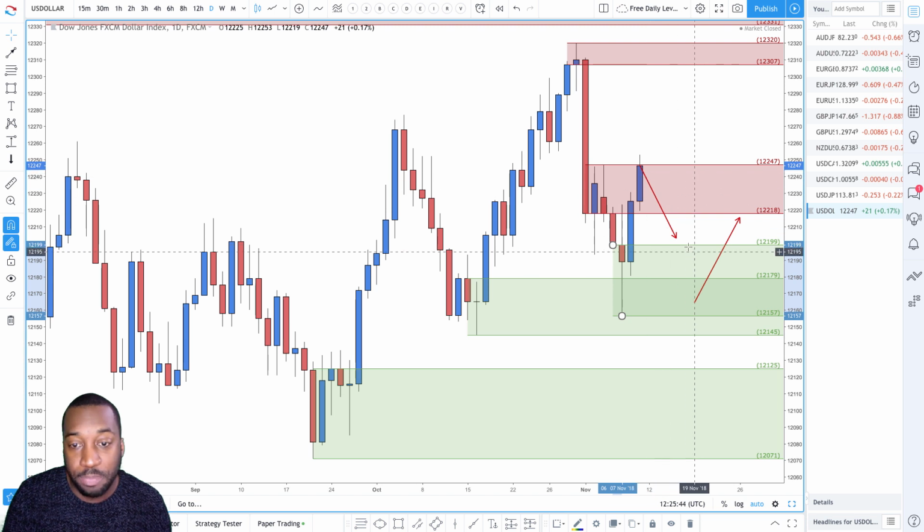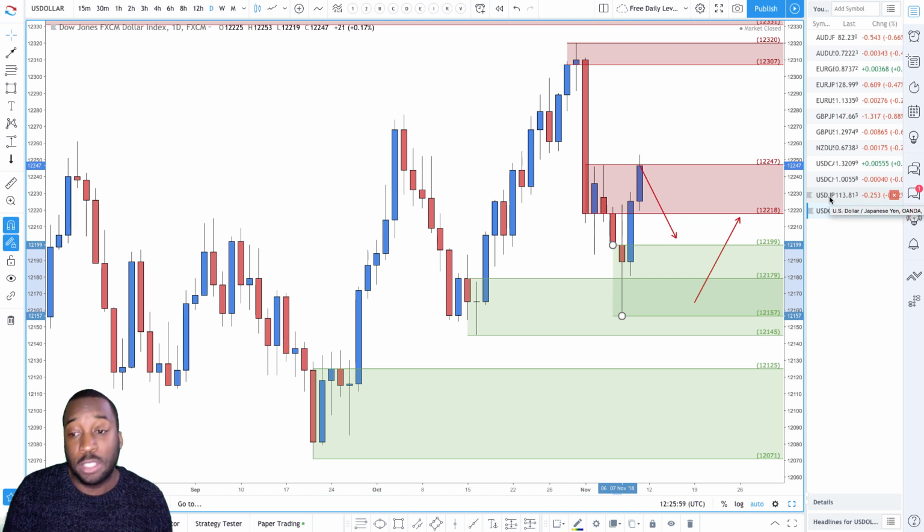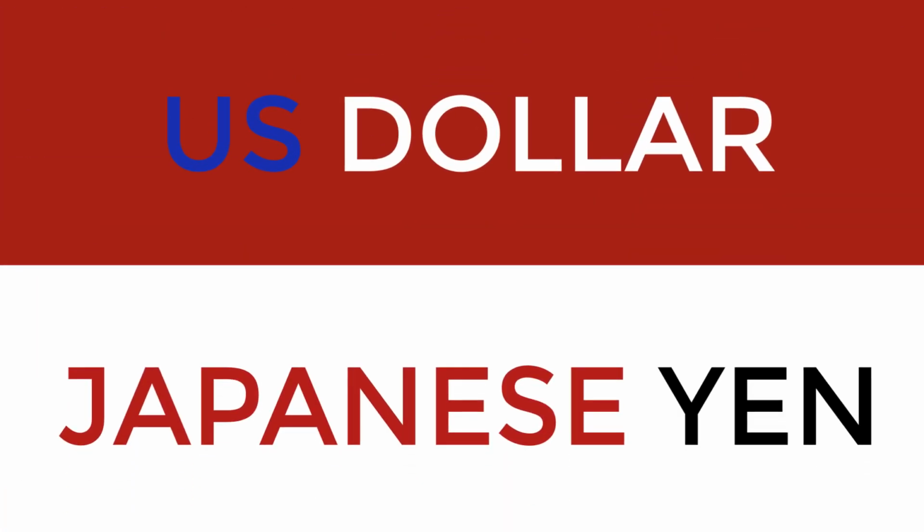It's not necessarily exact. You don't have to wait for price to come down into a demand zone. Prices may continue going higher. In that case, you just take trades if they are at demand zones or supply zones on the Forex dollar pairs. So moving on to the dollar yen.